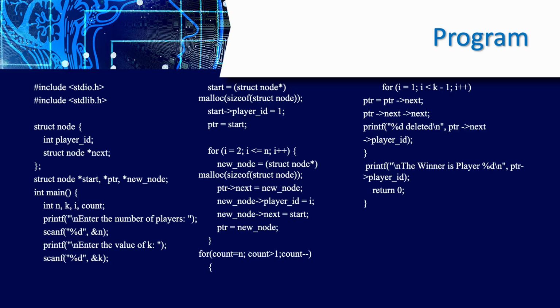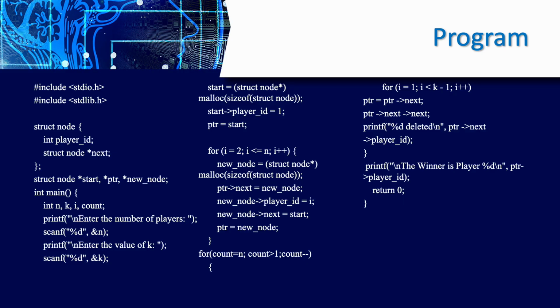Next we need to create the remaining nodes. For inserting the remaining nodes, we can go for a for loop. The for loop should not start from 1, it should start from 2, because 1 was already created as the first node. So we start from i equal to 2, i less than or equal to n, which is 5, i plus plus. Next we create memory for a new node, and link the previous node to the new node through the statement ptr of next equal to new node.